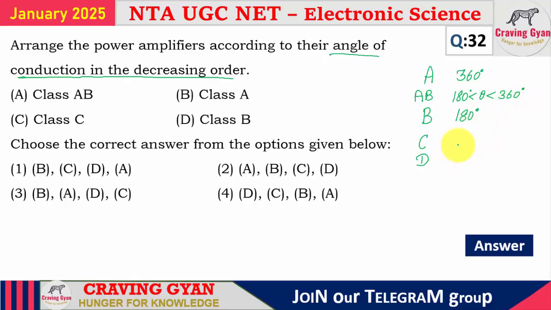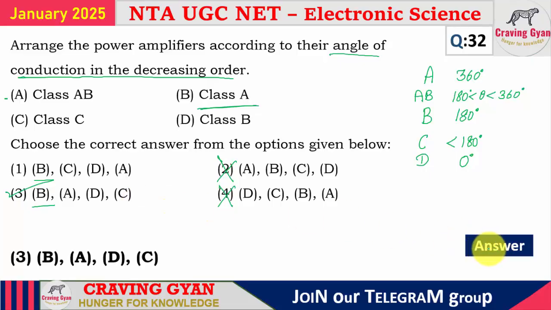What is the conduction angle in the case of class C amplifier? It is less than 180 degree. Roughly it will be 80 to 120 degree. That's it. What is the conduction angle in the case of class D amplifier? It is 0 degree. So based on that, class A will be having the highest conduction cycle. So B should come first. Which options can I eliminate? Option 2 and option 4 can be easily eliminated. B should be followed by which one? A. B should be followed by A, right? So based on this, option 3 is going to follow. Very, very important.